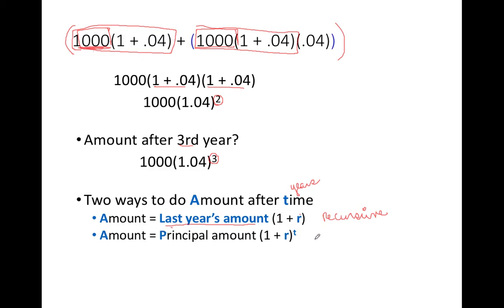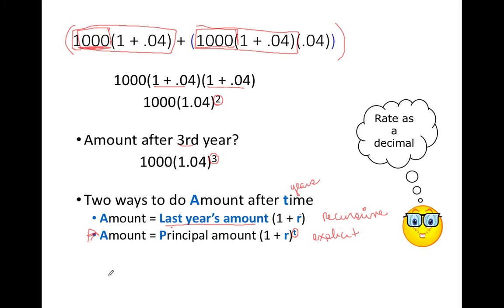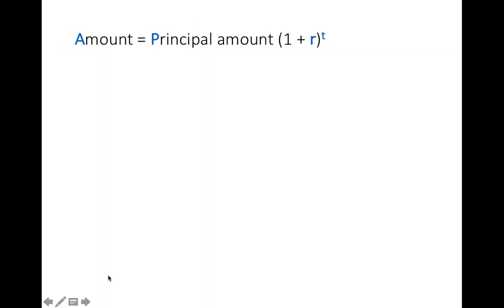Or this is called explicit. And explicit because I don't have to know last year's amount. I just have to know how many years I'm talking about. This is the formula I want. So now let's use that formula and answer the question about Hannah. Oh yeah, don't forget, they talk about rates as a percent, but you have to use it as a decimal. So let's use our explicit formula for the amount Hannah has after 3 years.